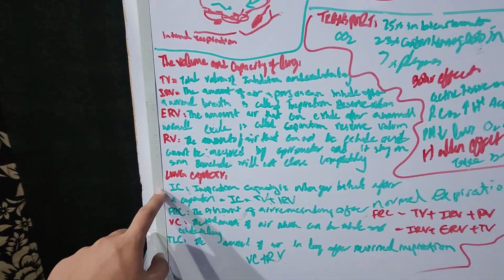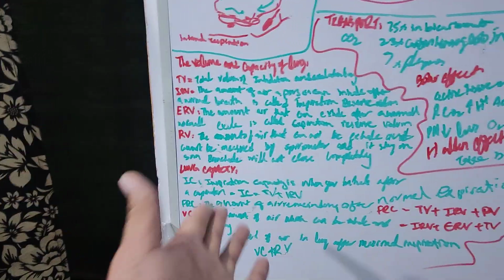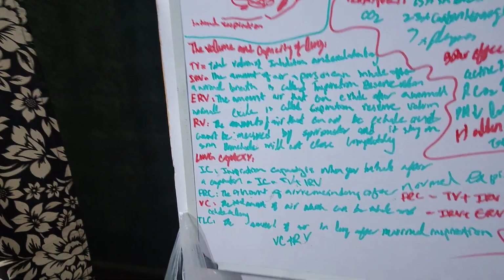Then I forgot to mention IC. IC is equal to TV, tidal volume, plus IRV, inspiratory reserve volume.